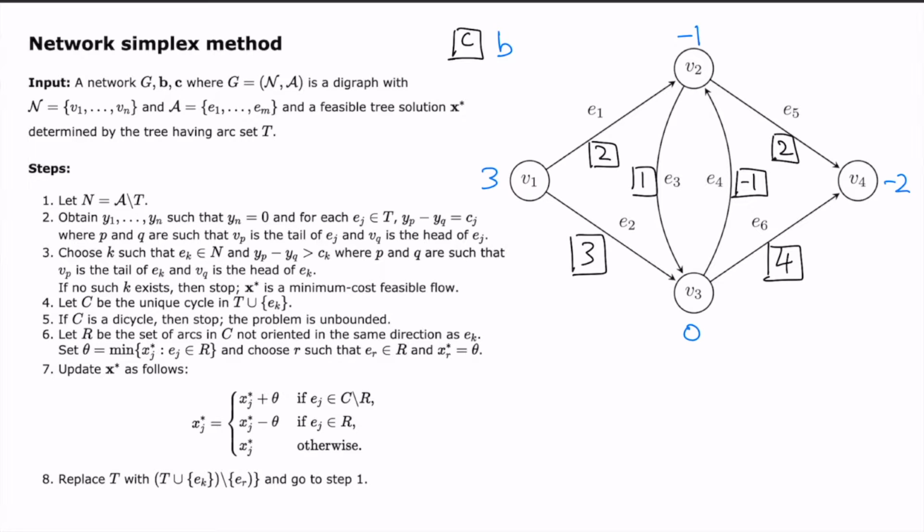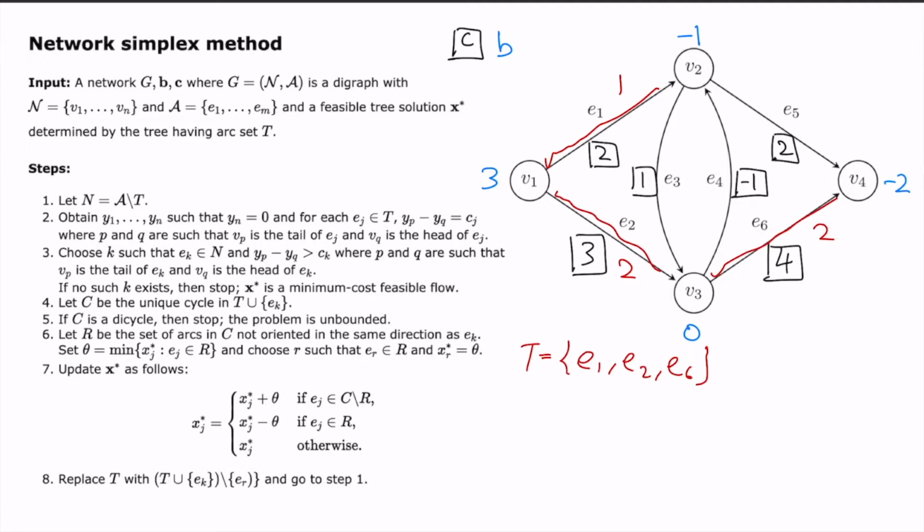Here, the box numbers represent the arc costs, and the blue numbers represent the supply variables B. The initial tree solution that we will take will be determined by the tree with arc set E1, E2, and E6. And the values of X star are given by 2 on E6, 2 on E2, 1 on E1, and 0 everywhere else. And this is a feasible tree solution because all entries are non-negative.